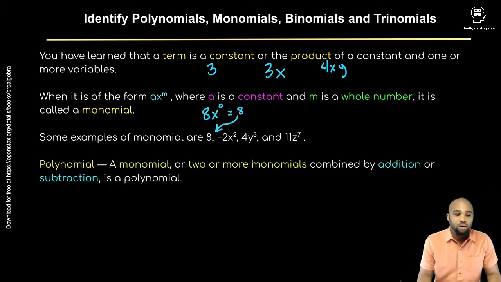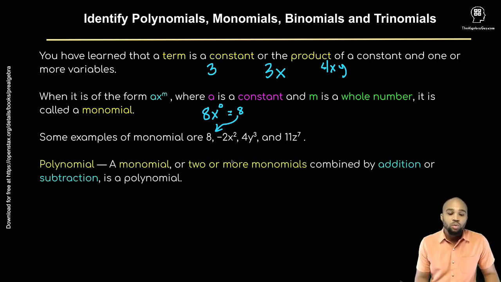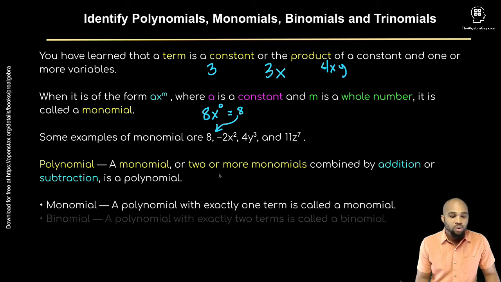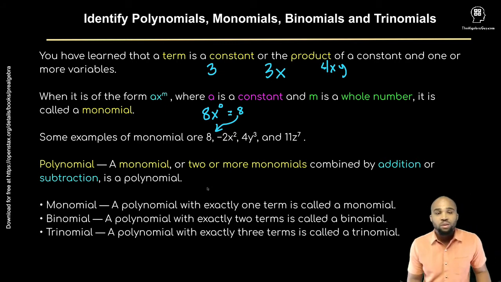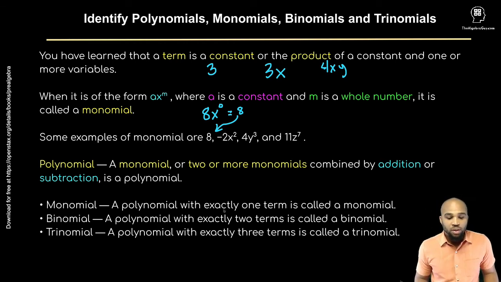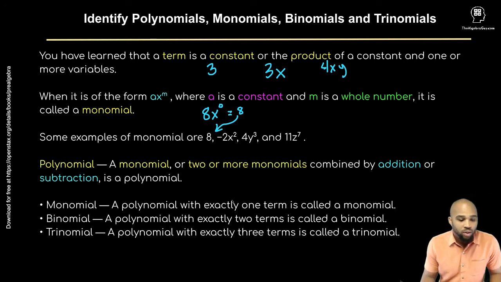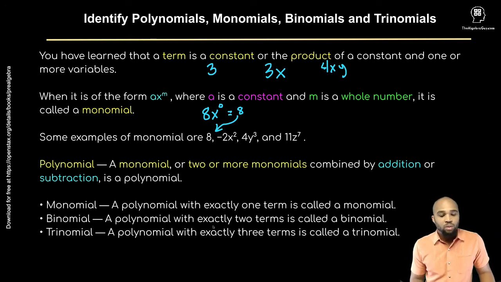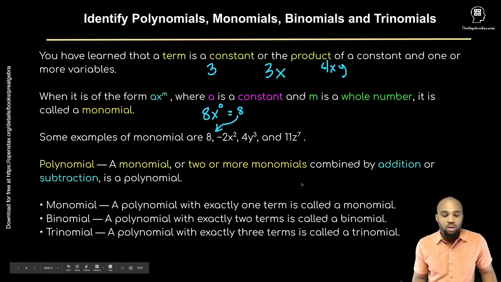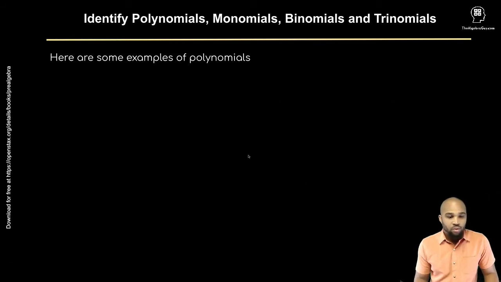Now, what is a polynomial? A polynomial is a monomial or two or more monomials combined by addition or subtraction. These are polynomials. So here are some definitions. Monomial, as you can imagine, mono means one. A polynomial with exactly one term is called a monomial. Binomial, like biceps, there are 2 muscle heads, bicycle, 2 wheels. You're familiar with bi. A polynomial with exactly 2 terms is called a binomial. A trinomial obviously has 3 terms. So we're going to look at some more examples of that right now.